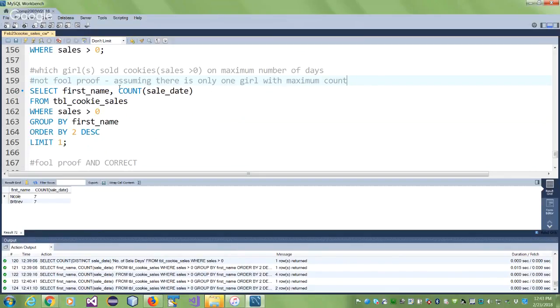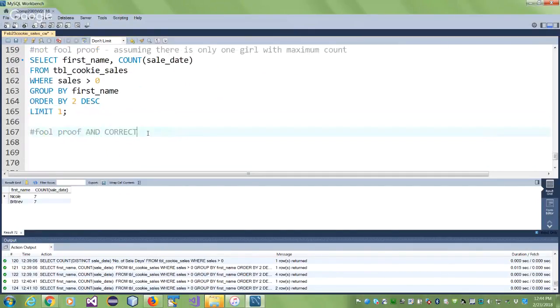Logically, the solution says, group them by first name, which I did here. Group them up. Find out their count of their sale dates as long as the sales are greater than 0. That will tell me how many days she made a sale. Once you have that, order it by the count in descending order. So the maximum will come at the top. And then limit 1 will say, oh, this is the maximum. So let me get this value and save it and then use it. This is what I'm going to do.